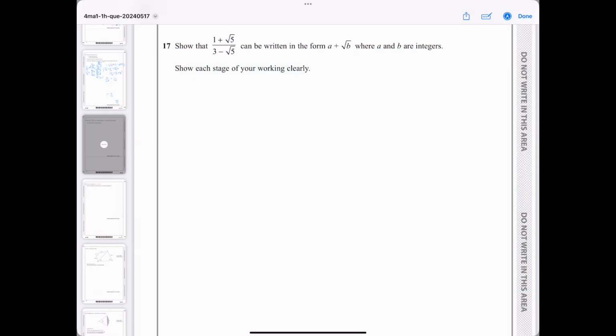1 plus root 5 over 3 minus root 5 can be written in the form a plus root b. So 1 plus root 5 over 3 minus root 5. What I always teach my students to do is multiply it top and bottom by 3, then the root 5, and then do the opposite of minus, so that's plus. So let's do 3 plus root 5 at the top.